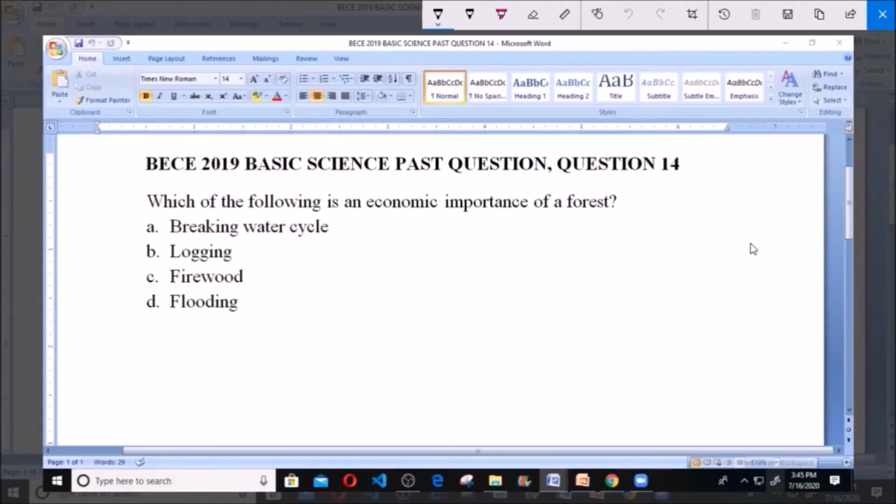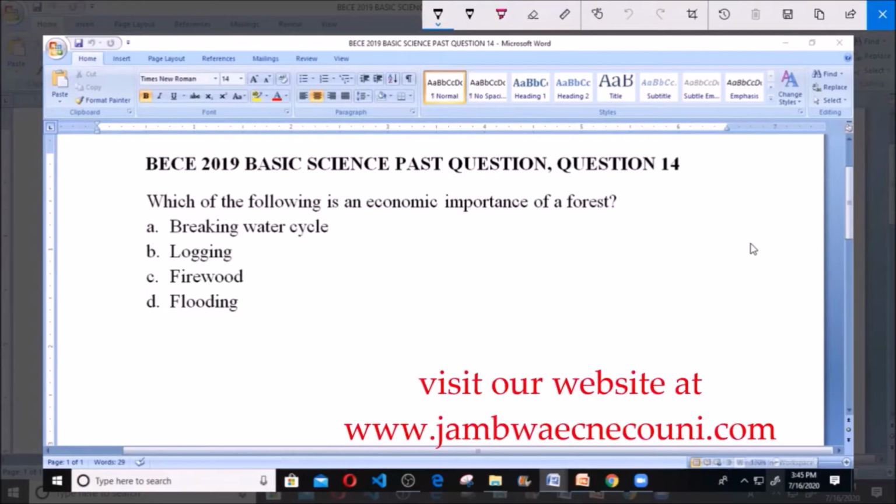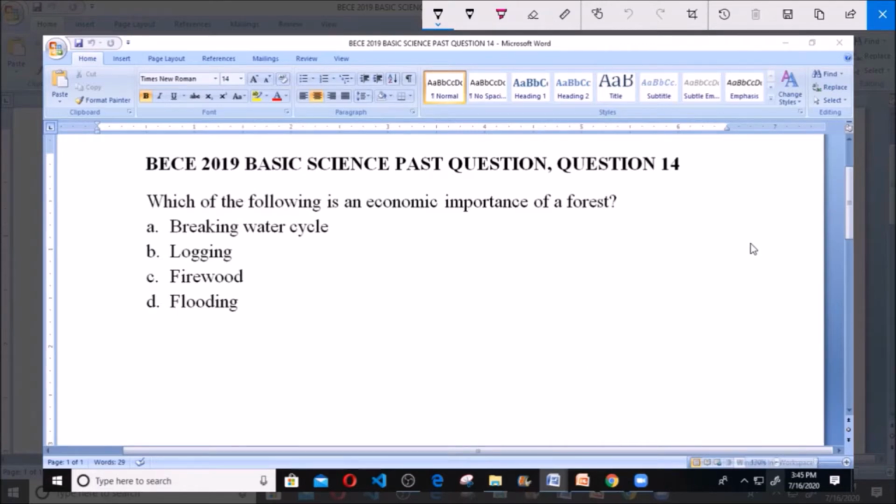Hello, welcome. Today we're going to be doing BECE 2019 Basic Science Past Question, Question 14. Which of the following is an economic importance of a forest? A. Breaking water cycle, B. Logging, C. Firewood, and D. Flooding. Now we need to understand what they asked us to find.